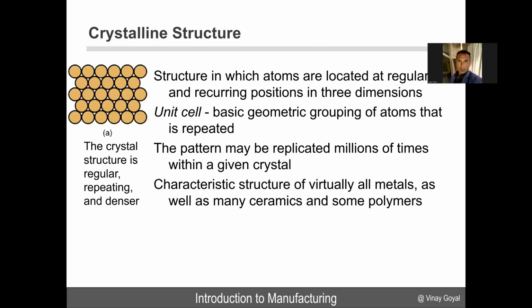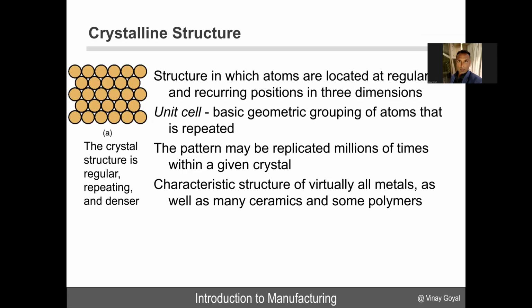A crystalline structure is a crystal structure where the pattern is regular and repeating and is denser. In a crystalline structure, the atoms are located at regularly recurring positions in three dimensions. You can take a unit cell, and that basic geometric grouping of the atoms can be repeated. The pattern may be replicated millions of times within a given crystal, and the characteristic structure of virtually all metals, as well as many ceramics and some polymers, exhibits this behavior.